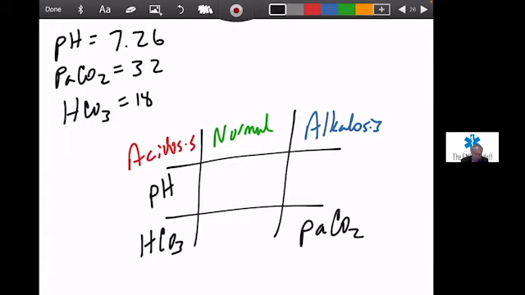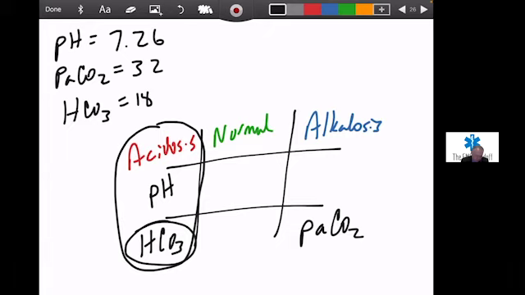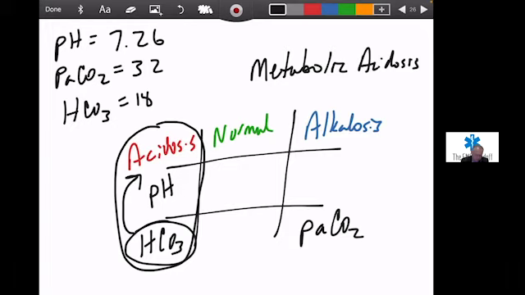Now, tic tac toe, we have 3 in a row. This value is associated with the metabolic piece, so that is metabolic acidosis. But all 3 values are abnormal. So this is metabolic acidosis. But we notice that that value there is way over here.